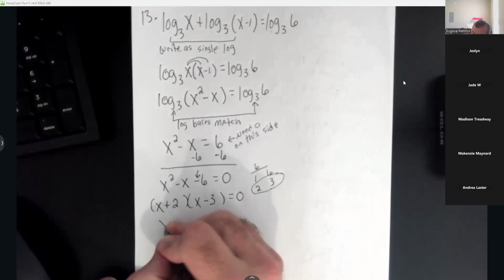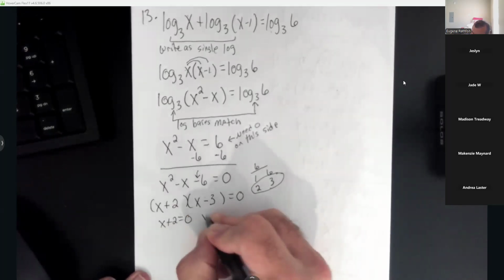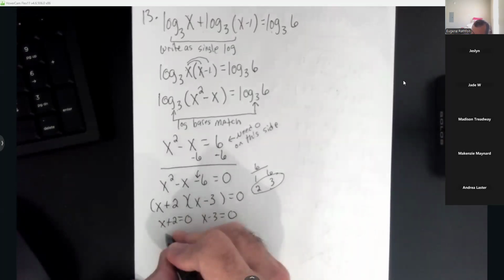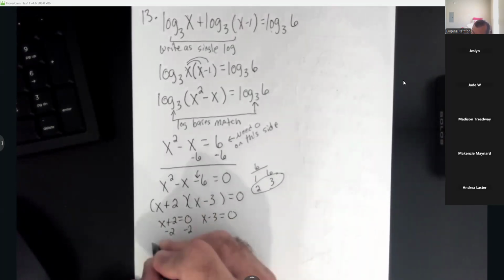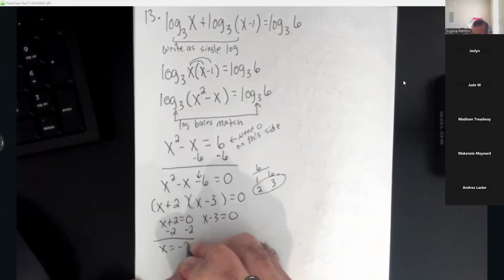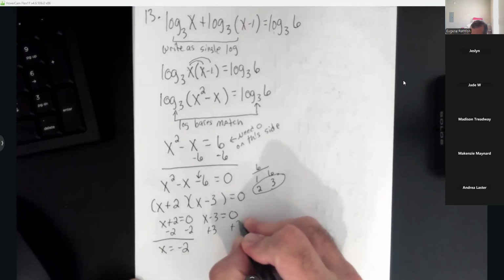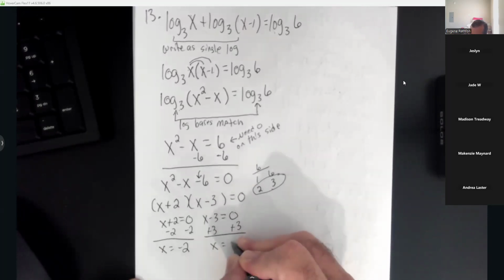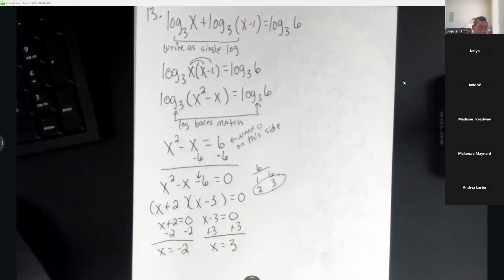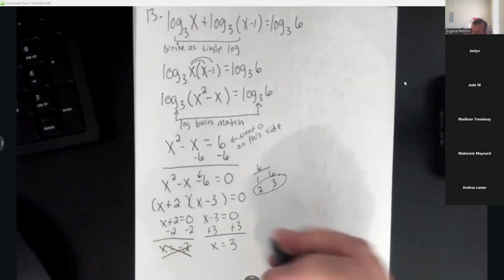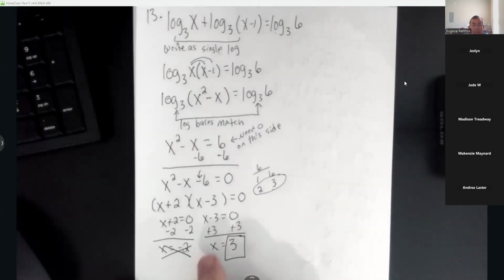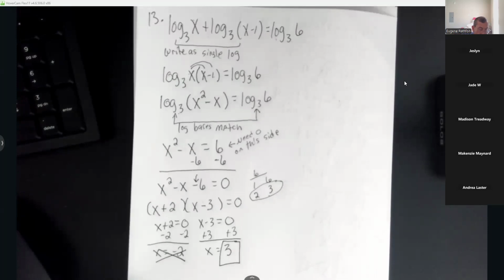All right, y'all, let's finish it out. Set both these equal to 0. Solve this one by subtracting 2. I'm going to get x is a negative 2. I'm going to solve this one by adding 3 and get x equals a positive 3. Once again, I'm not going to keep that negative answer, and the only answer is a positive 3.